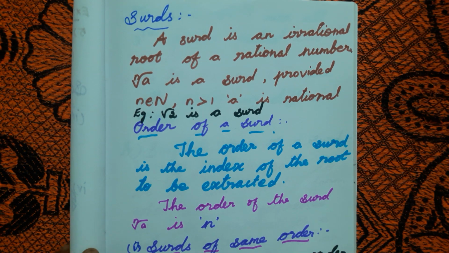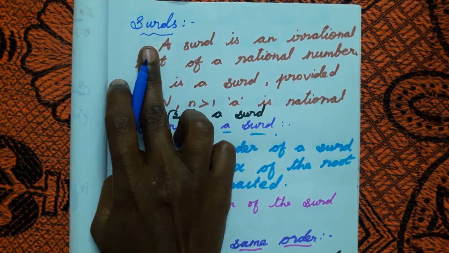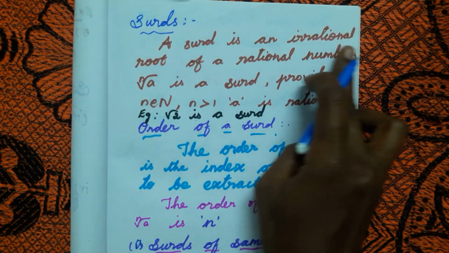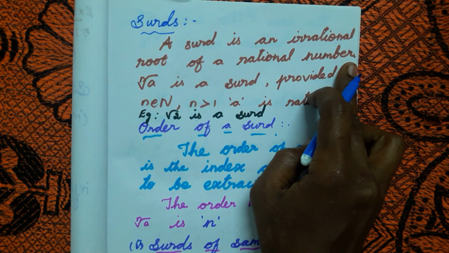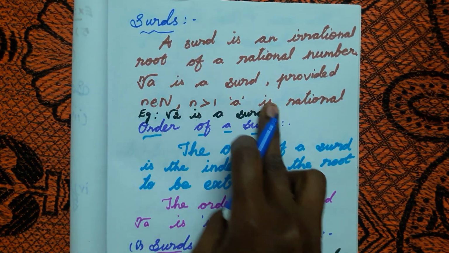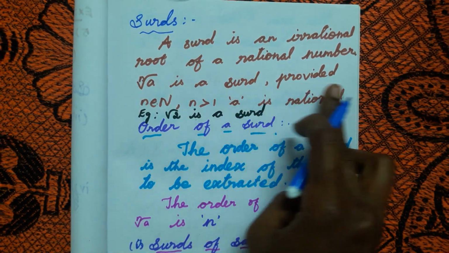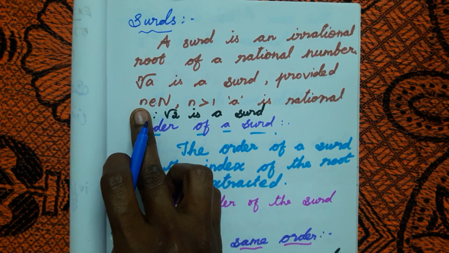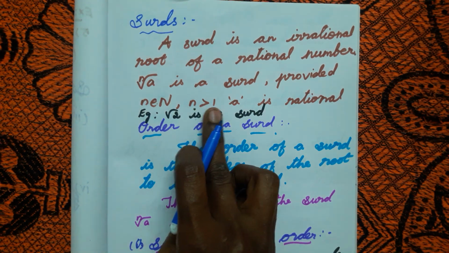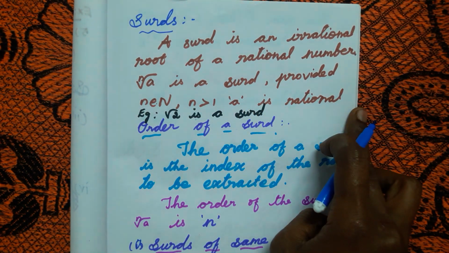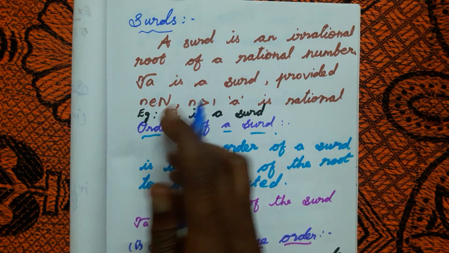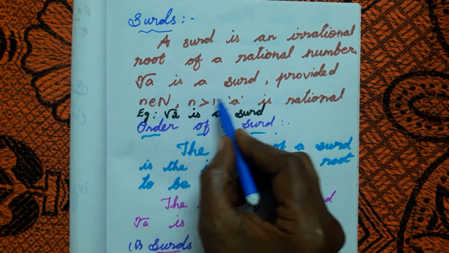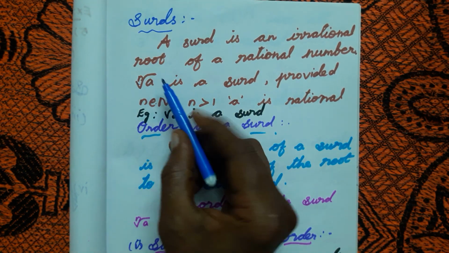Now, I am going to explain surds. A surd is an irrational root of a rational number. Nth root of A is a surd provided n belongs to natural numbers, n greater than 1, and A is a rational number.